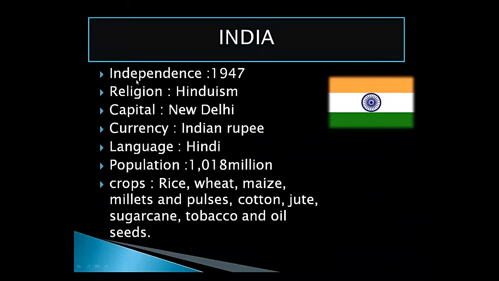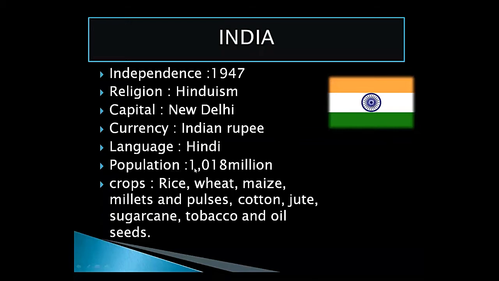India also became independent in 1947. The religion of India is Hinduism. About 82% of people are Hindus, while 12% are Muslim. Other minorities include Sikhs, Christians, Buddhists, Jains, and Parsis. The capital of India is New Delhi. The national language of India is Hindi.